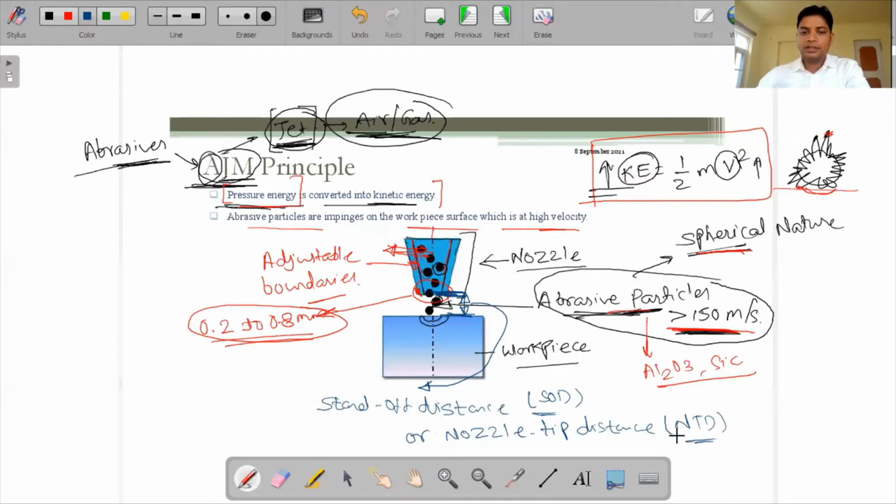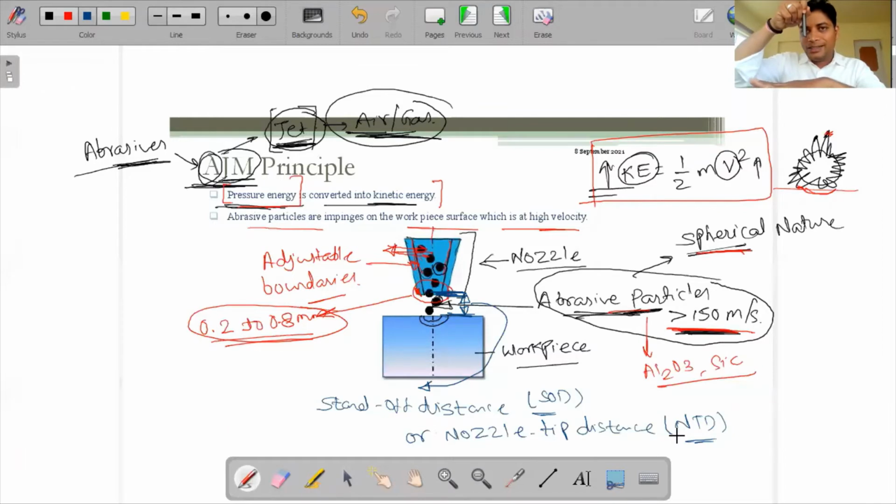Why do we have to discuss it? Because it is a very important parameter. Why is it important? Consider that this is the workpiece and this is a nozzle. If it is near, the abrasive particles impinge over the workpiece surface at very high velocity, so the material removal rate should increase, meaning how much material is removed per unit volume of abrasive particles impinging over the workpiece surface.